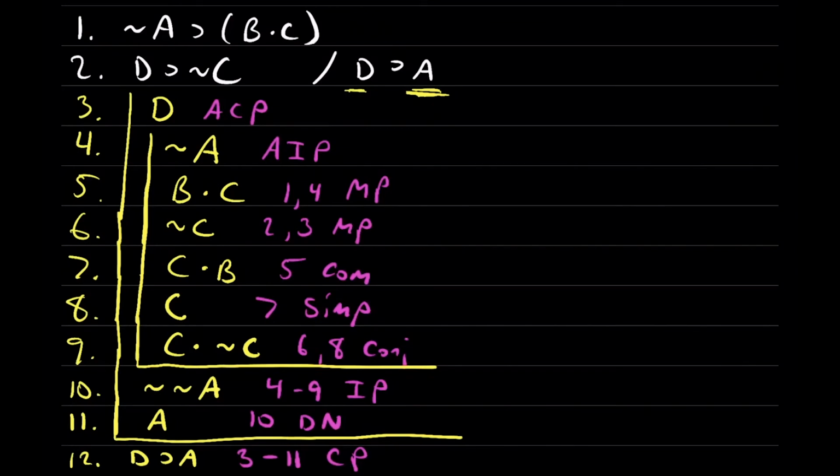So this is a great example of how you can use an indirect proof inside of a conditional proof or vice versa. Like if you know you need something, try getting it by indirect proof if you don't see a more obvious way to get it.